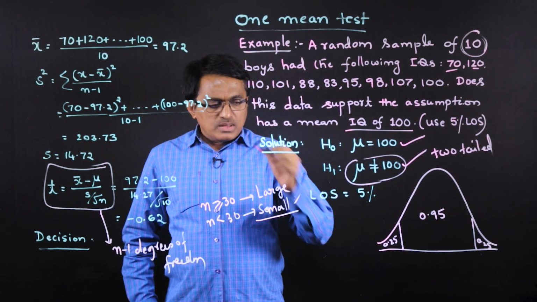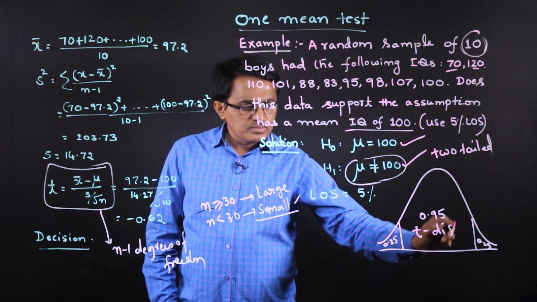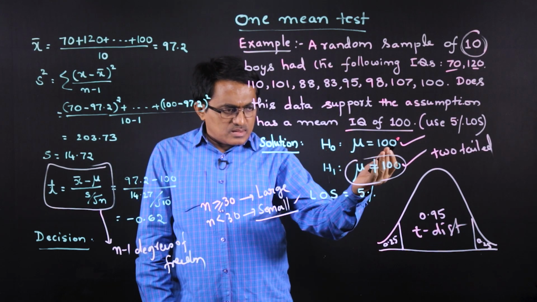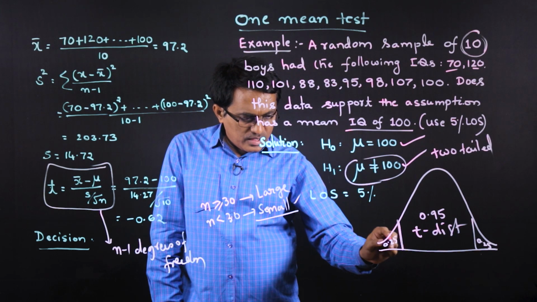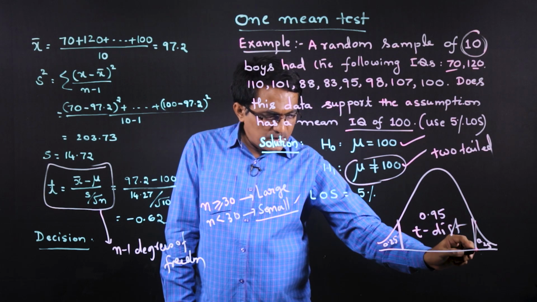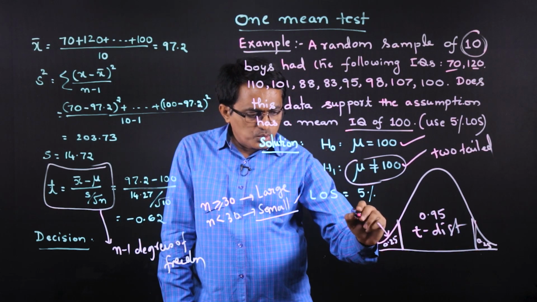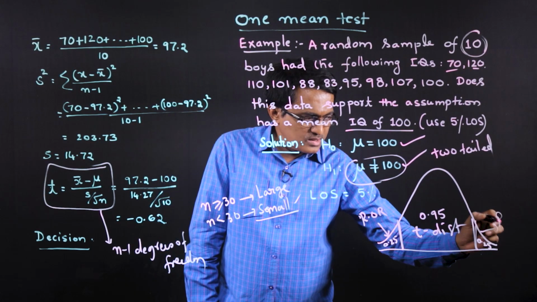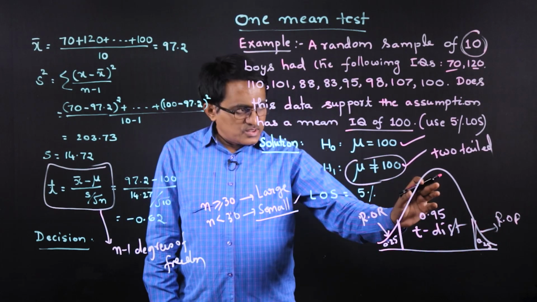Now, we are going to use the t distribution, and for the given LOS, because it is a two-tailed test, we have to distribute it by half, 0.05 by 2, that is 0.025 here, 0.025 here. Right. These two are regions of rejection, here as well as here, and this is the critical region or the region of acceptance.